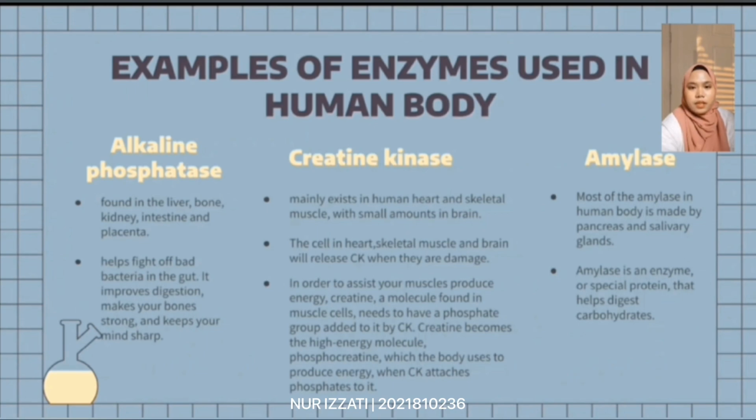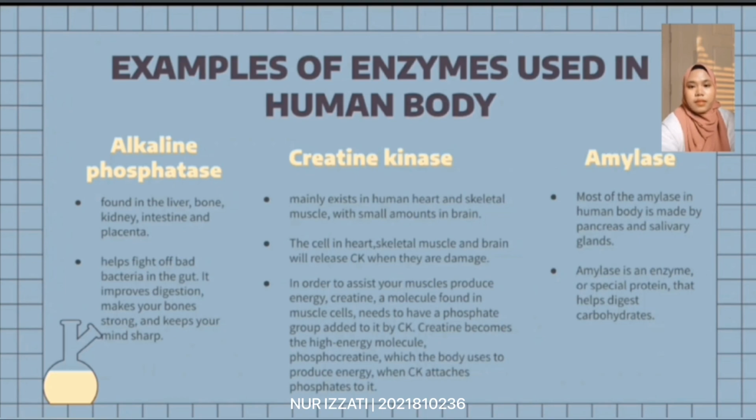Here are some examples of the application of enzymes in the human body. The first one is alkaline phosphatase. This enzyme is found in the liver, bone, kidney, intestine, and placenta. It helps fight off bad bacteria in the gut. It improves digestion, makes your bones strong, and keeps your bones sharp.